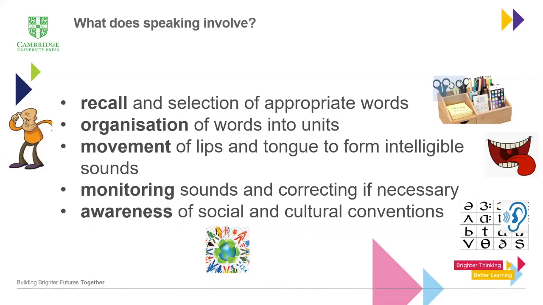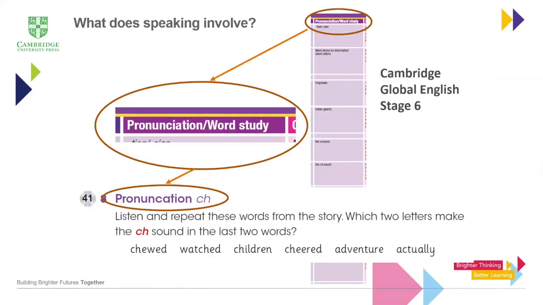And Cambridge University Press course books do help students with pronunciation. Here's an example from Cambridge Global English Stage 6. You can see over on the right part of the menu from Global English Stage 6. And this is what it's called, the pronunciation and the word study section. And then down the bottom of the page, you can see an activity which focuses on the sound ch, as in cheese. Listen and repeat these words from the story.